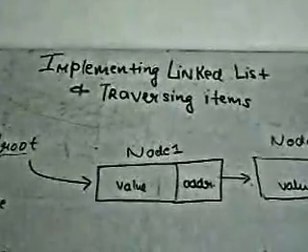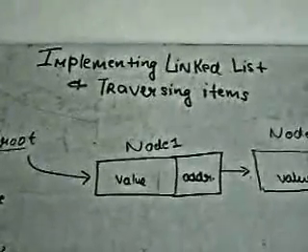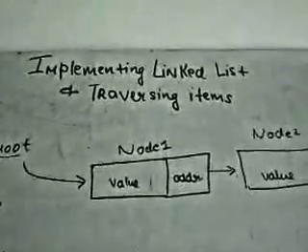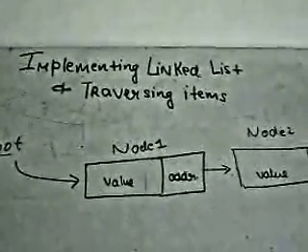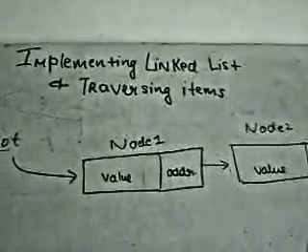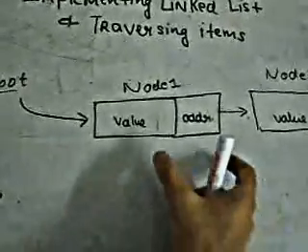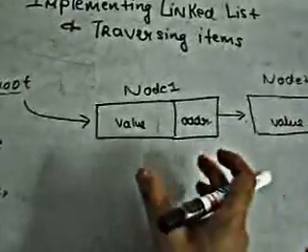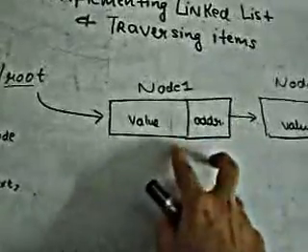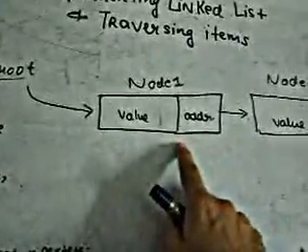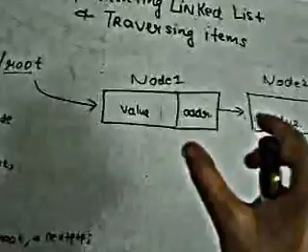In this video, I will show you how we can implement a linked list and traverse its items. But before going to the coding part in C of the linked list, I just want to explain the basic diagram of what basically the linked list is. Basically, a linked list contains one thing, node. A node contains two things, value and address. I can have one node, two nodes or many, so as to create the list.